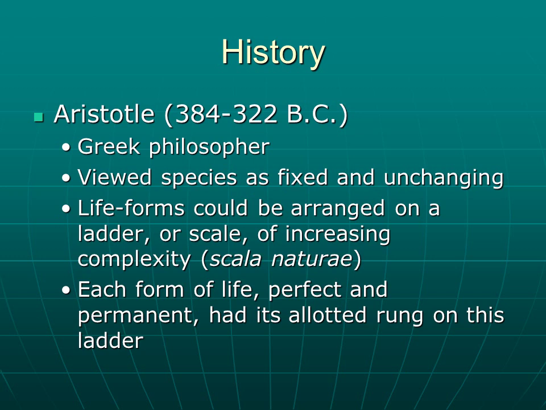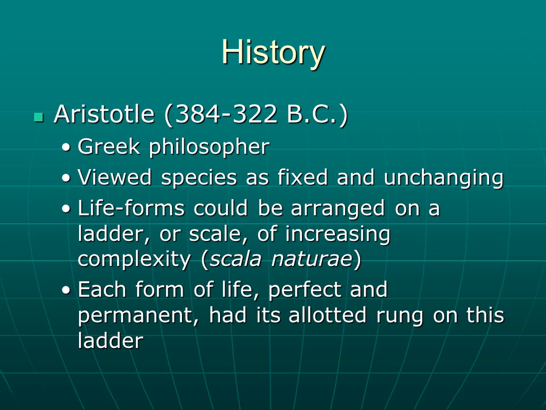The way he also described species and their relationship to one another was that they could be arranged on a ladder or a scale of increasing complexity. And he called this scala naturae. The way I look at it is you have a ladder, and on top of the ladder you likely have a human, right? We're the most complex, the most intelligent animals. Maybe on the next step down you have something like a chimpanzee. The next step down maybe you have a dolphin or a bear or something like that.